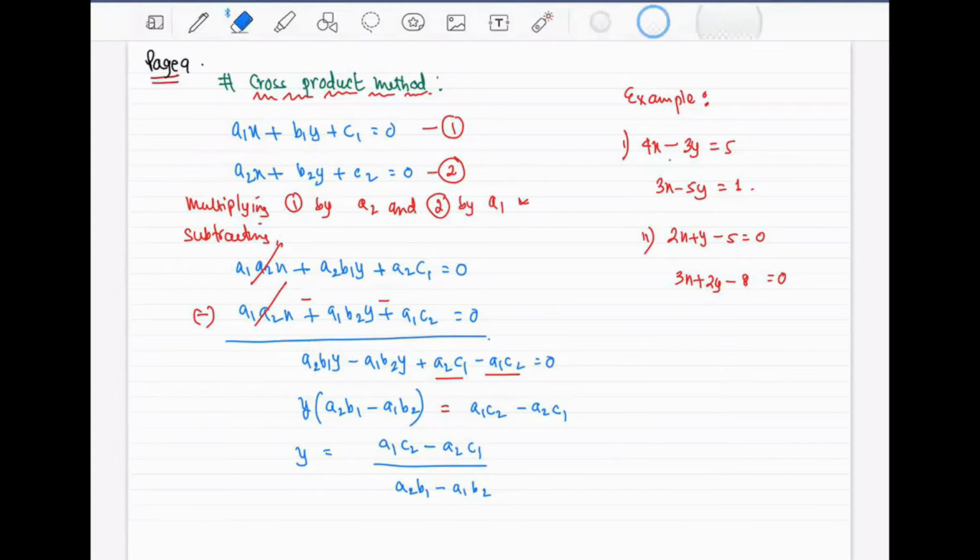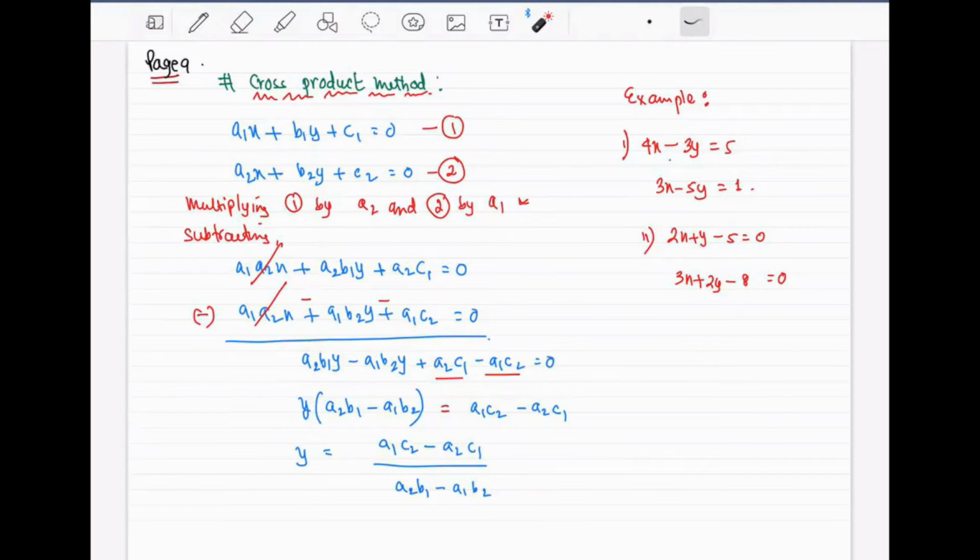Okay, let's do the reverse order. If I want to make the coefficient of y equal, the coefficient of y is b1 here, b2 here. How to make the two equal? I have to multiply with b2 here and I have to multiply with b1 here. That way, if I multiply b2 here, we will have b1 b2. If I multiply b1 here, we will have b1 b2. That way, the coefficient of y will be equal.